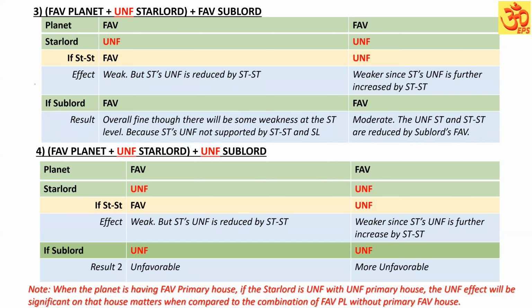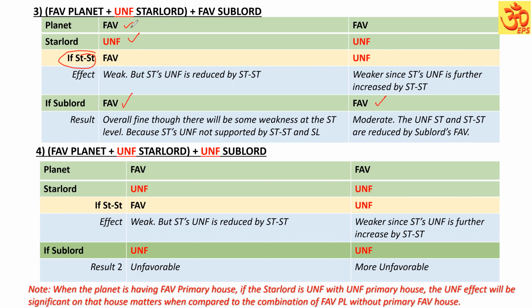Next combination, the third combination: the planet is favorable and the star lord is unfavorable. In the first two steps, we studied the favorable planet with the star lord also favorable. Here, the star lord becomes unfavorable and the sublord is favorable. In option 2, the planet is favorable, the star lord is unfavorable, the sublord is also favorable, but the difference lies with the star lord of the star lord.